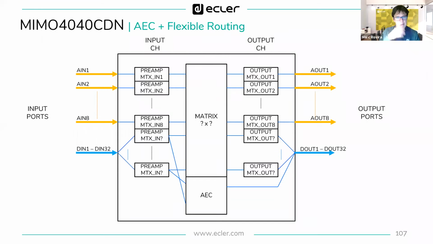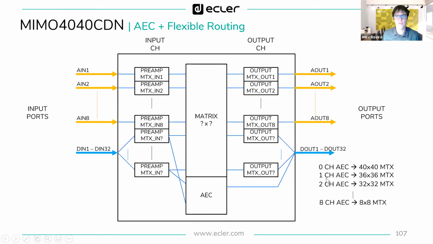Let's see. We've got here the MIMO 4040 CDN, and we've got here this AEC algorithm that runs in parallel with the matrix. So depending on the number of mics that are used in the AEC algorithm, you get a bigger matrix or a smaller one.